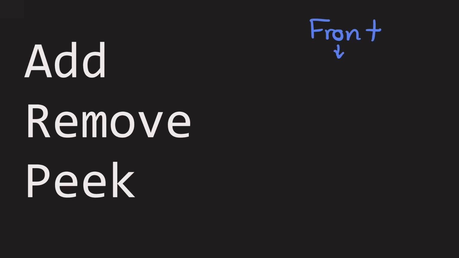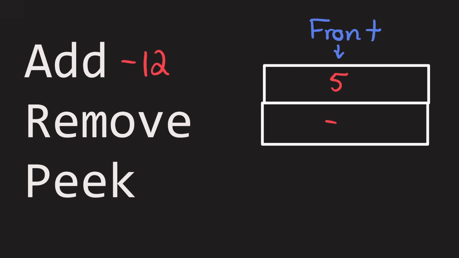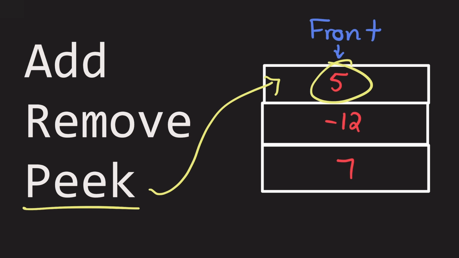The add or enqueue method puts the elements starting at the back of the queue. Let's add 5, -12, and 7. The peek method simply returns whatever is at the front of the list. In this case, the peek method would return 5.